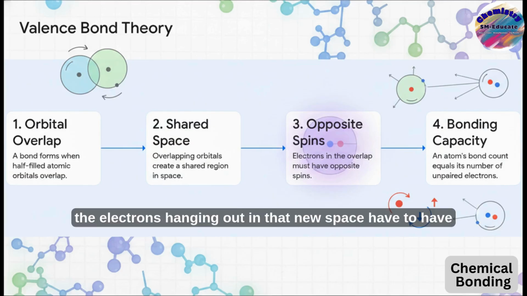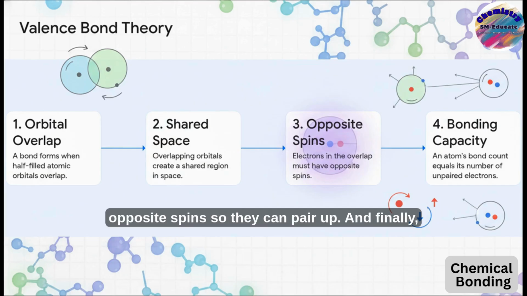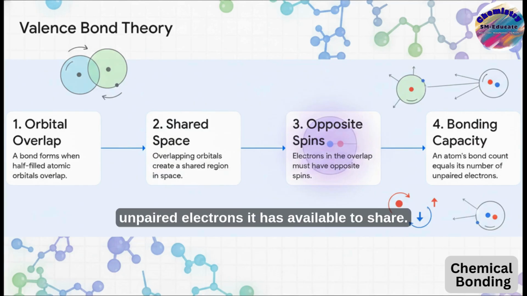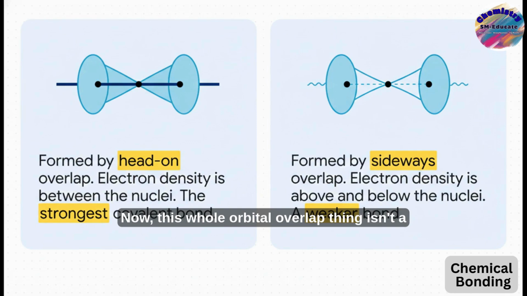Second, the electrons hanging out in that new space have to have opposite spins so they can pair up. And finally, an atom's ability to form bonds just comes down to how many unpaired electrons it has available to share. Simple as that. Now, this whole orbital overlap thing isn't a one-size-fits-all deal. You've got 2 main types.